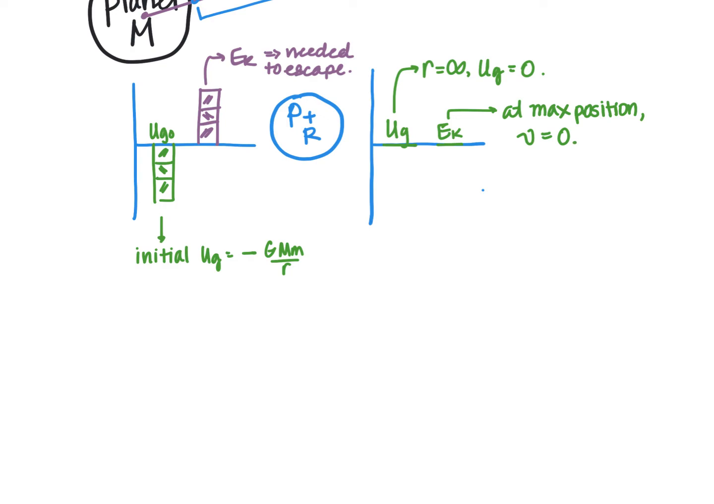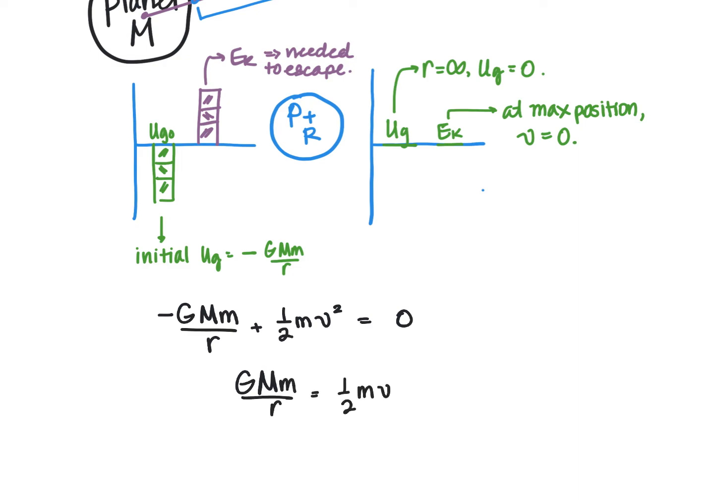So now let's write our energy equation for this system. We have negative GMm over r plus 1/2 mv squared. This will be the velocity we leave the planet with, and that's going to equal 0. So let's do a little algebra. GMm over r equals 1/2 mv squared.